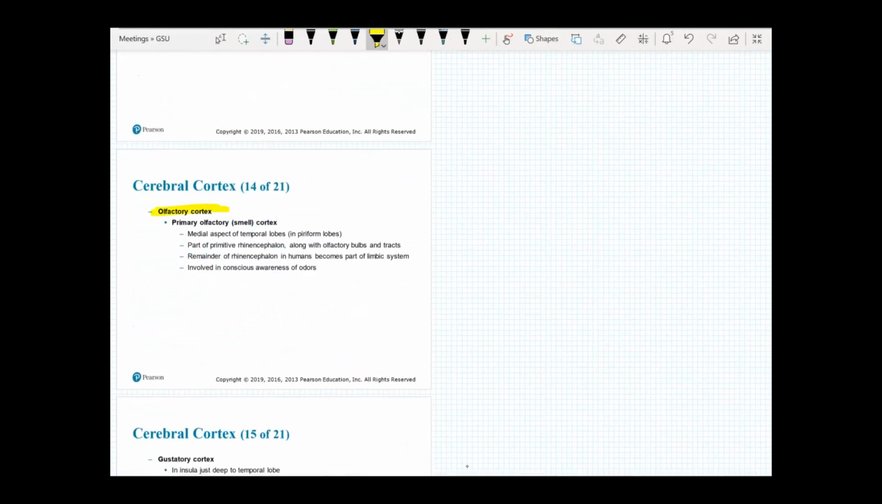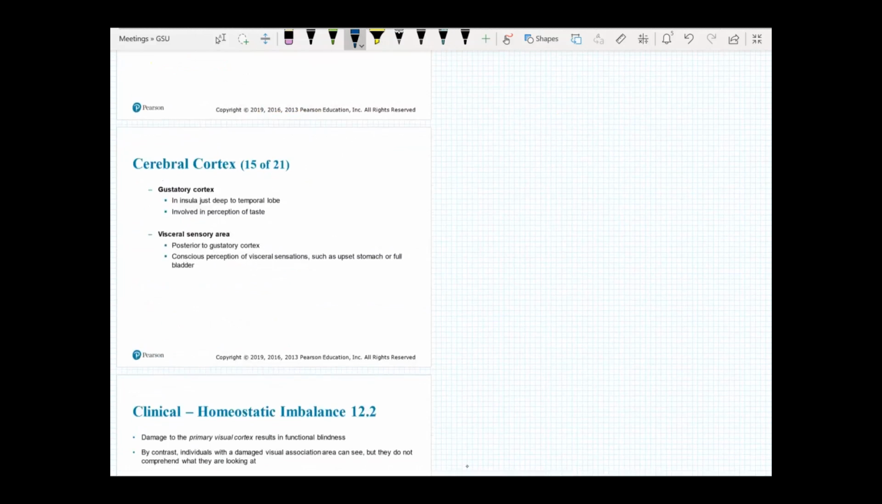Okay, another one you're going to have is your olfactory cortex. And your primary olfactory is going to be smell. And when we're talking about the primary olfactory cortex as smell, it is picking up information from the smell receptors in the nose. So it is going to be on the underside of our brain, right around here. It's our primary olfactory cortex, and it's the conscious awareness of our odors and our smell.